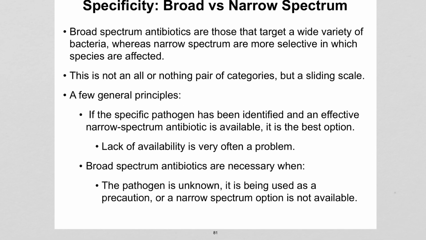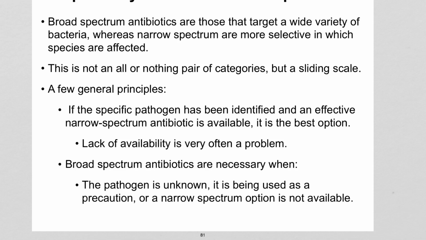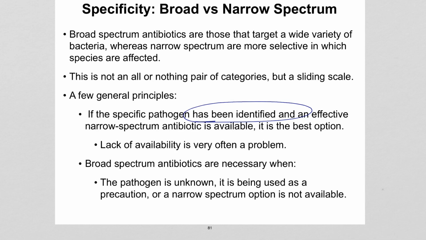It really comes down to two things. One is, do you know exactly what you're trying to kill? Which means, has the pathogen been identified? If you know what the pathogen is, and you have an effective narrow-spectrum antibiotic available, it's always the best bet. Okay, so if you know what you're after, and you have a drug that'll do the job that's narrow, that's a great thing, because then you're not going to go and kill other bacteria, normal resident microbes, especially in the GI tract, that could be harmful to the patient. That doesn't happen very often.